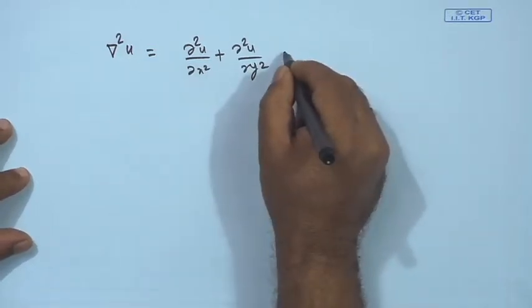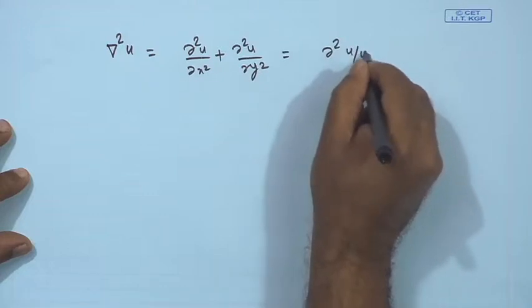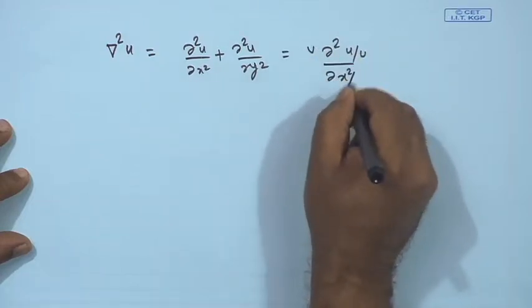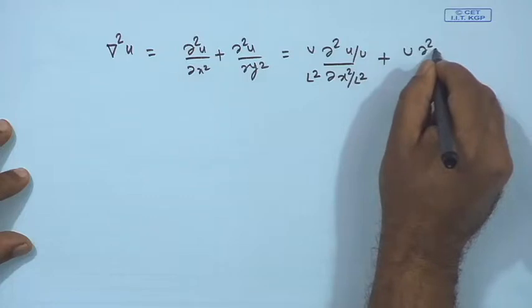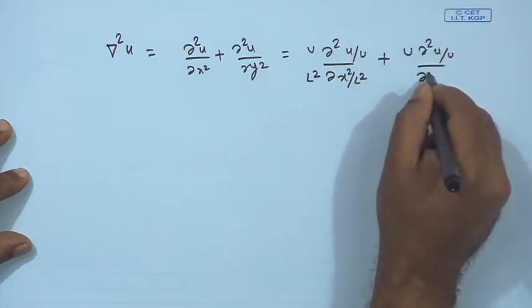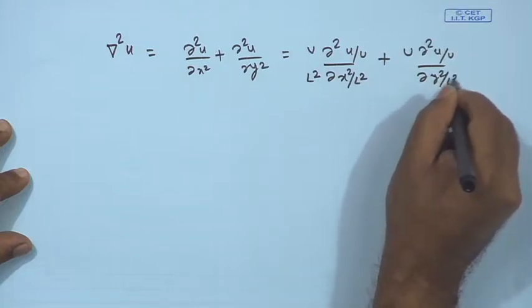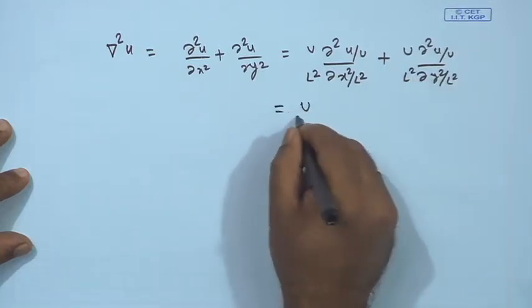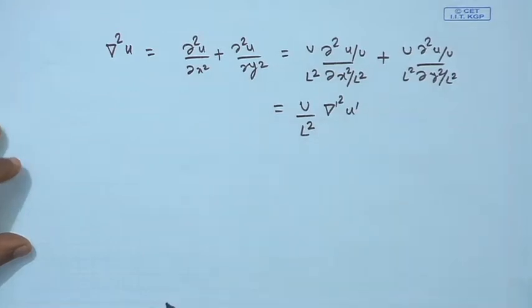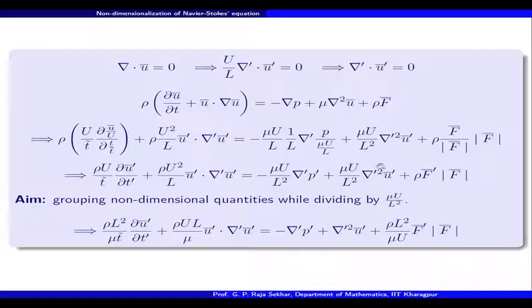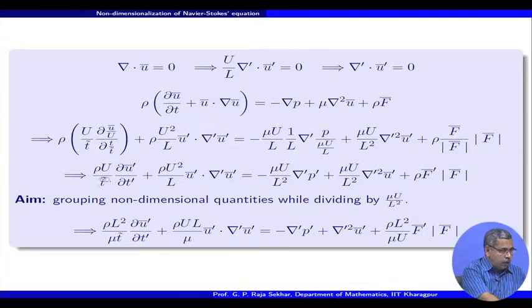So, we introduce u by u, L square. So, similarly, therefore what we get is u by L square u prime. That is how we are getting u by L square, and since mu is multiplied here, this force is normalized by the corresponding magnitude, which has force dimensions. So, we got the simplified equation.